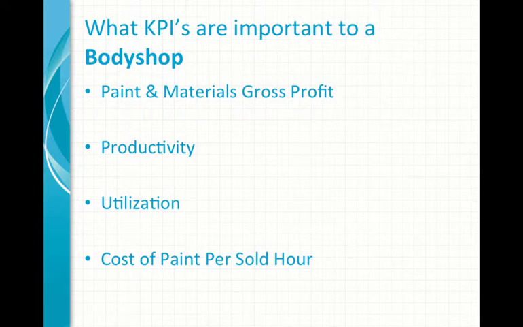We did also talk about a fourth one, which was cost of paint per sold hour. And this is probably the real latest shiny new thing, but actually it is a really good KPI, and if you get to use this one, it's a great way of being able to very quickly analyze how well the body shop is performing.